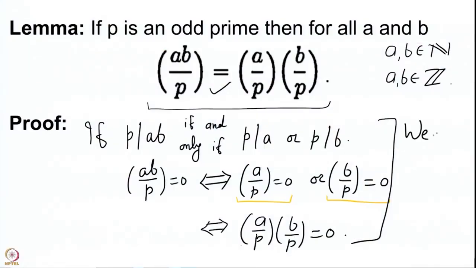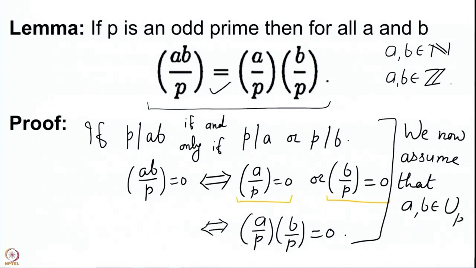Okay. So, we can therefore assume now that A, B are elements in UP. This is our standing assumption now.